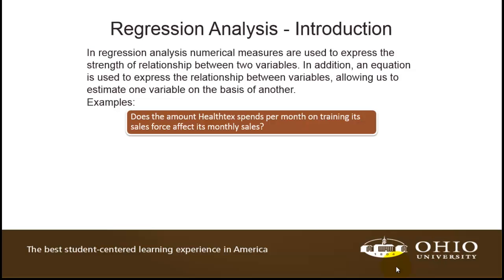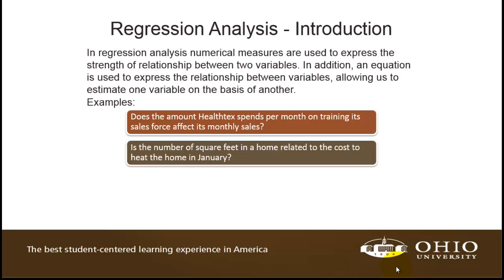So in the first example, we have a company that spends money each month on training its sales force and wants to know, does that affect sales? So of course in that case, the sales would be the dependent variable and the money spent on training each month would be the independent variable. In the second example, we want to know whether the size of a home has any impact on the heating cost. Well, in that case, the heating cost would be the dependent variable and the size of the home in square feet would be the independent variable.